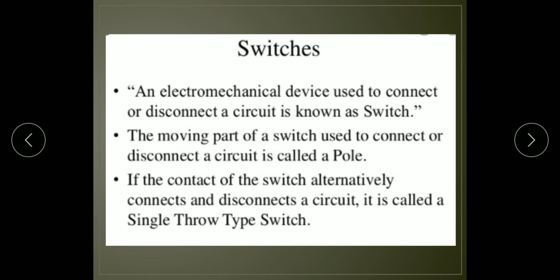After that, switches. An electromechanical device used to connect or disconnect a circuit is known as a switch. The moving part of the switch used to connect or disconnect a circuit is called a pole, and the contact of the switch that alternately connects and disconnects a circuit is called a single throw type switch. So what is meant by switches? A switch is a mechanical device used to connect and disconnect a circuit as and when required.